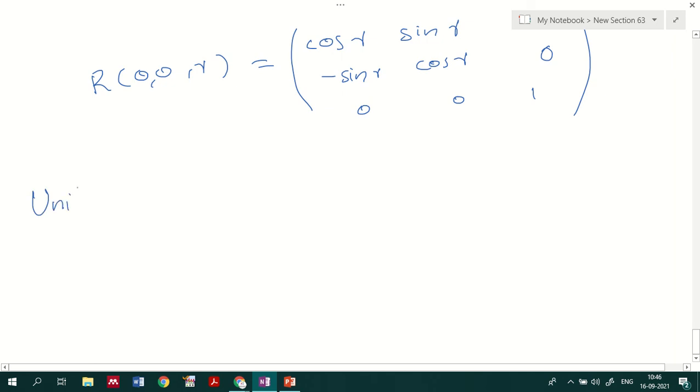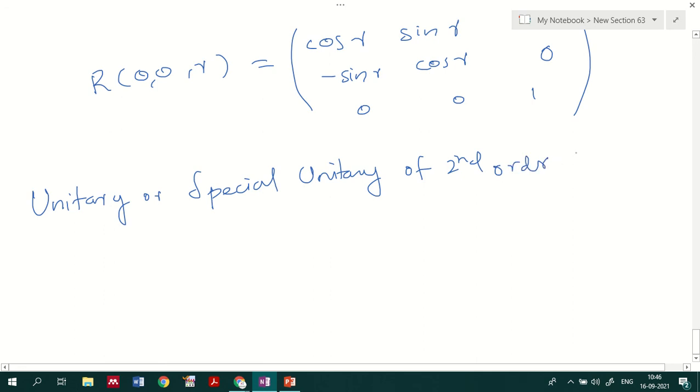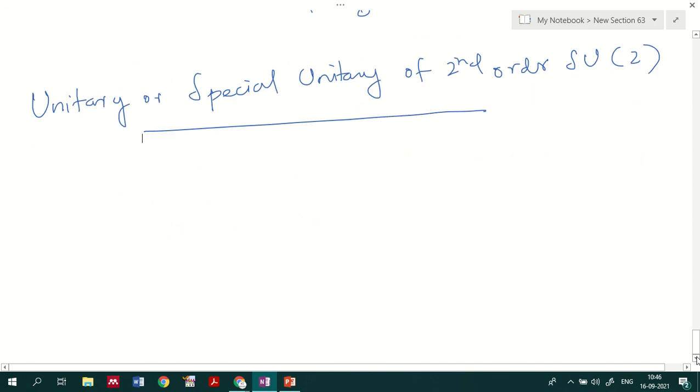So here we have to mainly deal with the unitary or special unitary group of second order, that is SU(2). Here this symmetric group we will represent as SU(2). So what is a unitary group? Now we'll construct a general 2 by 2 unitary matrix.